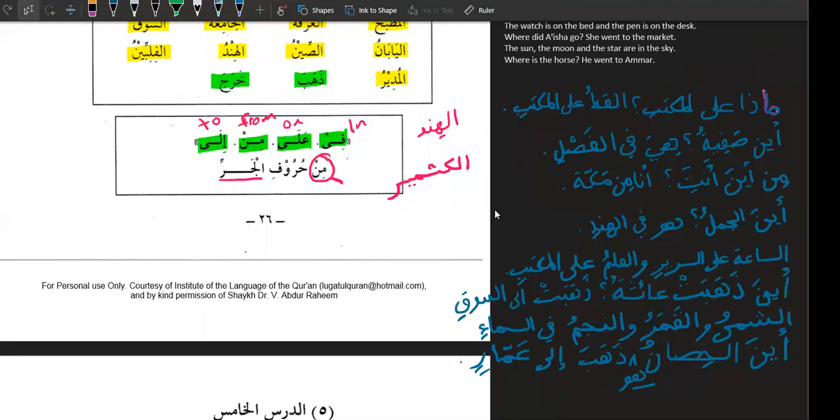Good, so check your answers. As a recap, in the last lesson we went through all 4 of the huruf al-jar, the prepositions fi, ala, min, ila. Remember, every time one of these comes before a noun, it makes the noun take a kasra. So if the word has 1 dhamma, it becomes 1 kasra. If the word has 2 dhammas, it will change to 2 kasras.